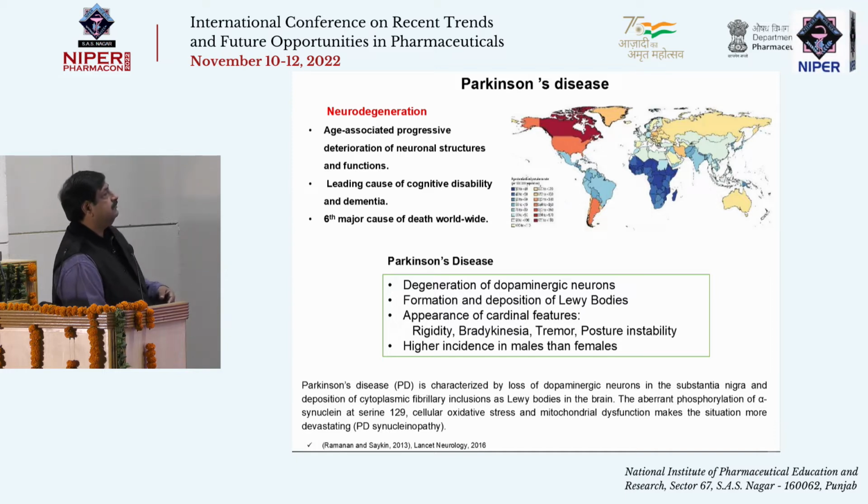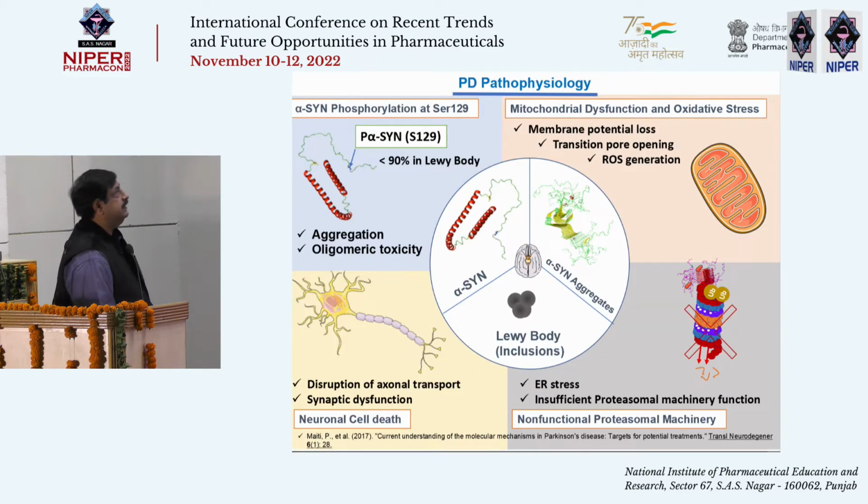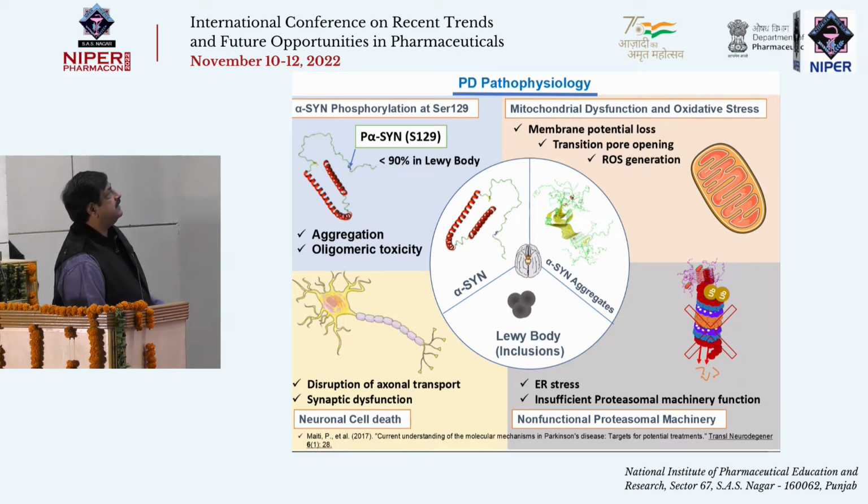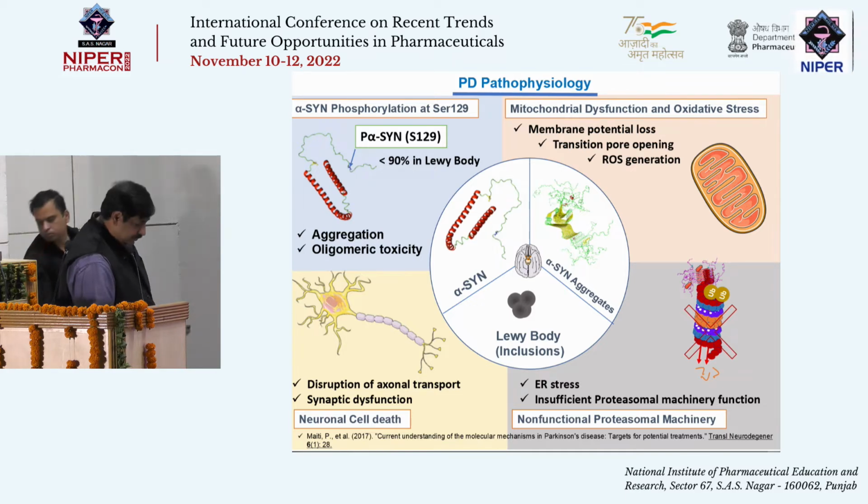Basically, Parkinson's is characterized by dopaminergic neuron death and cytoplasmic Lewy body deposition. But we have particularly focused here on synucleinopathy. What is that? Alpha-synuclein gets highly phosphorylated at its serine 129, and that causes deposition as Lewy bodies, which are toxic and cause neuronal cell death.